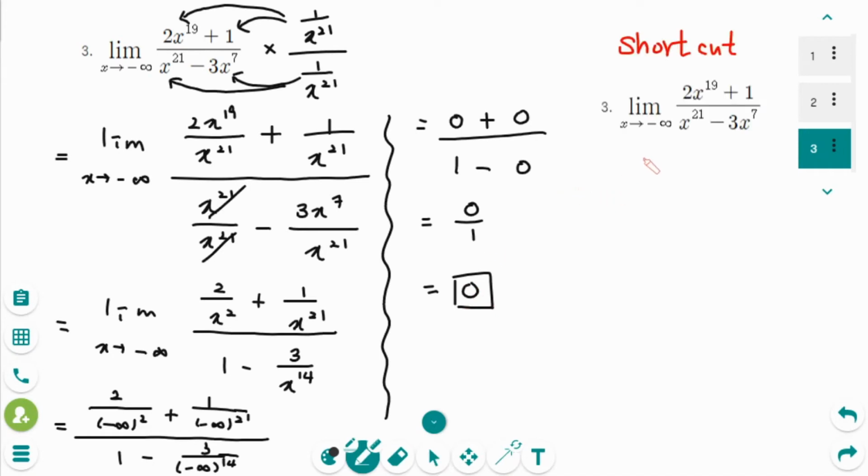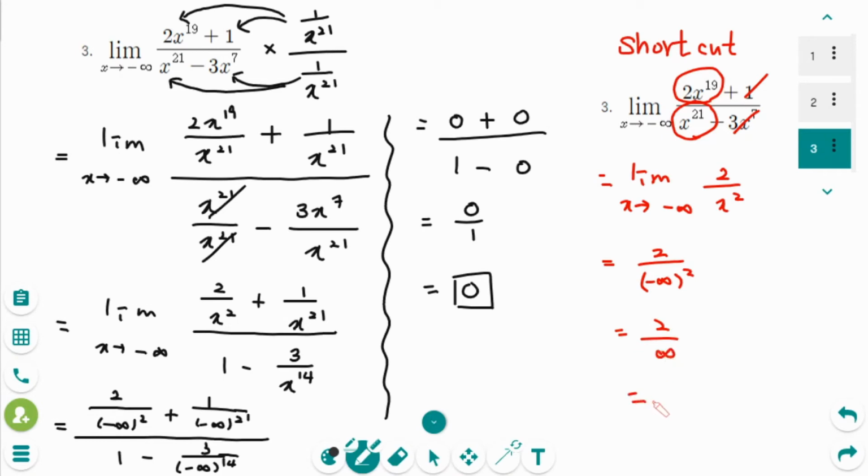Just take the highest power of x in the numerator and limit as x approaches minus infinity, and simplify this one. 2 over x squared. So 2 over minus infinity into x minus infinity squared, the same thing, infinity, which is 0. Or you can see this one, so sometimes you can go to straight the answer.